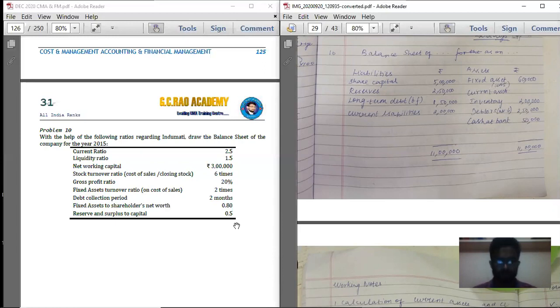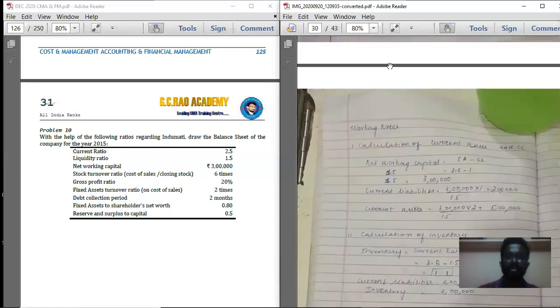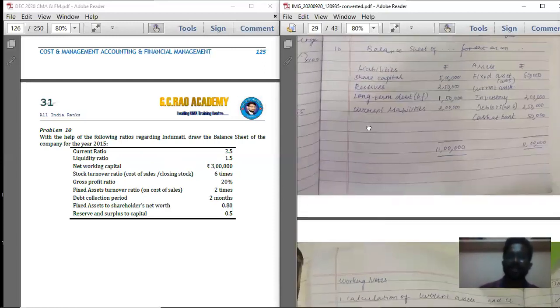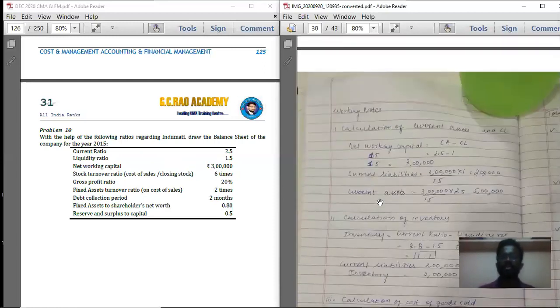Okay, we'll go one by one. Liabilities. See, first in this formula what they have given is current ratio. So using this net working capital, we can easily find what is current assets and current liabilities. So leave 10 lines gap. Below that put working notes.